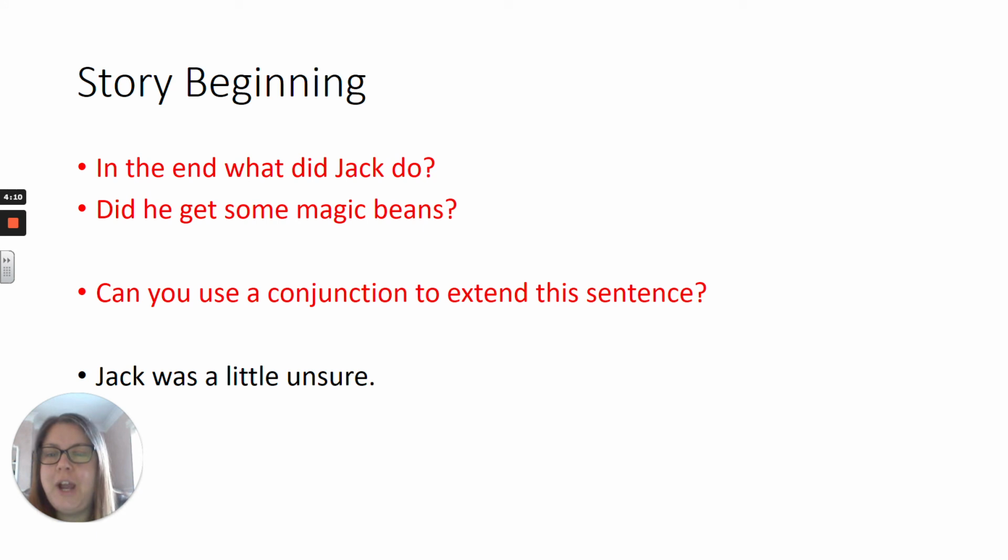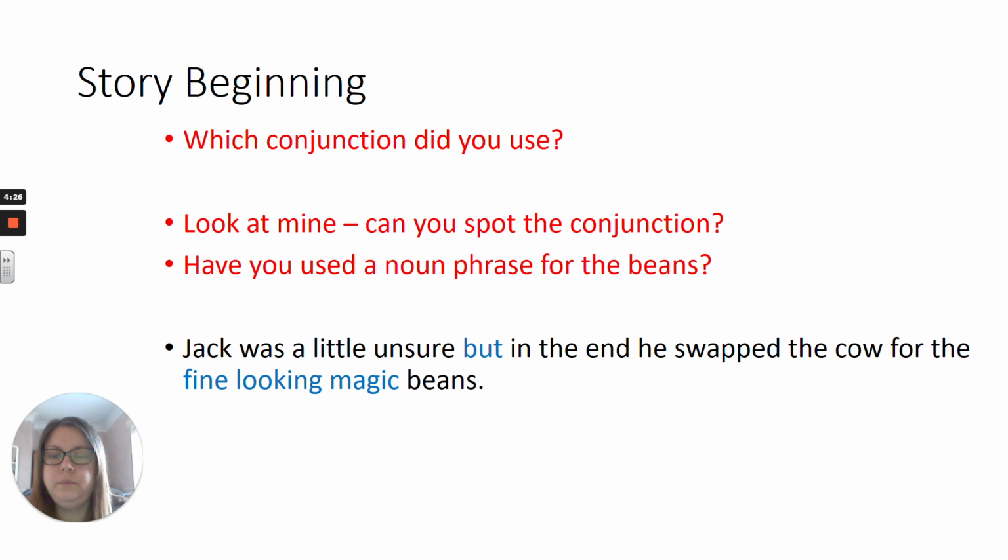And then, what did Jack do with the magic beans? I've put, Jack was a little unsure. Can you extend my sentence using a conjunction? Jack was a little unsure. Pause the video, have a go. Jack was a little unsure, but in the end, he swapped the cow for the fine-looking magic beans. So I've used a noun phrase there, haven't I? Okay, to describe the beans, I've said fine-looking magic beans. I wonder if you've used a noun phrase in yours today.